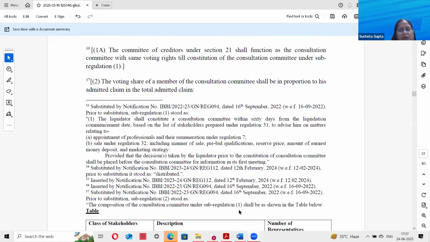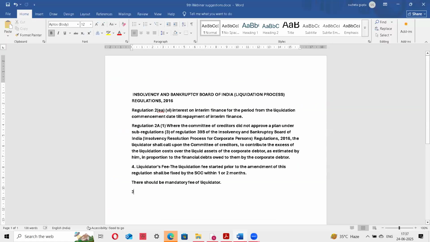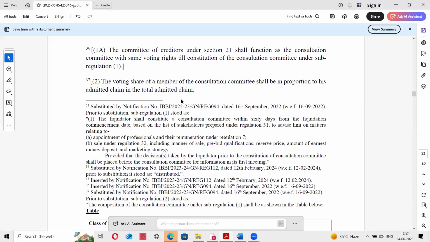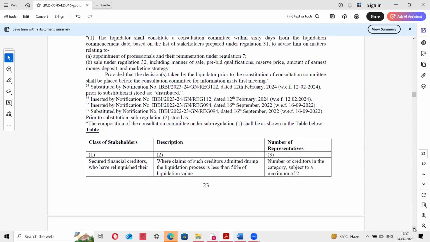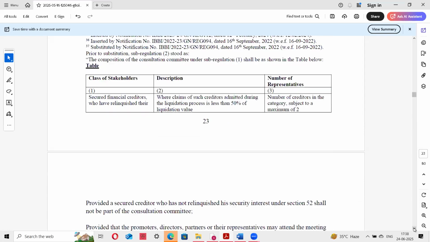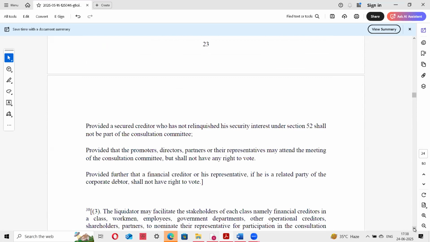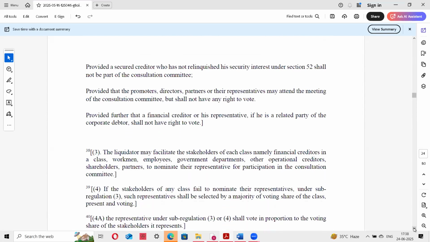Actually, what is the solution? If operational creditors or other stakeholders are not going to take any benefit or will not be eligible for a single rupee, then their voting share should be removed from the SCC members. Else, what happens? They hijack the whole proceedings. They do not allow the liquidator to work over there. It is a very big problem, because they are not going to take anything, and they may be under pressure from a failed auctioneer or failed bidder, and they will create so many problems.